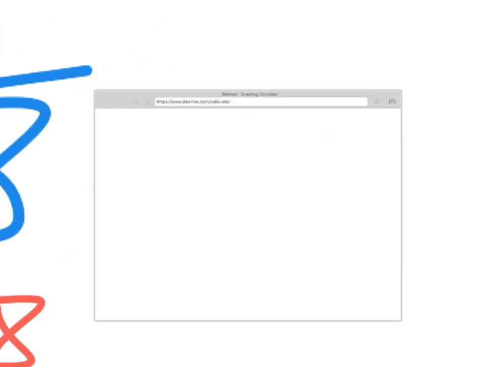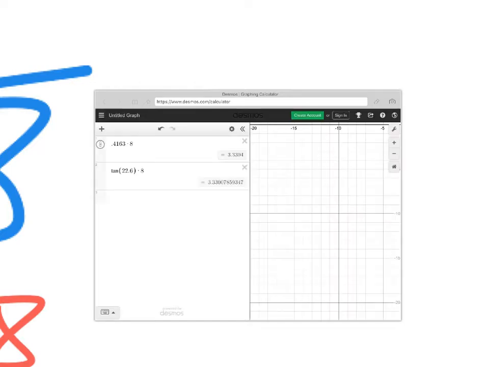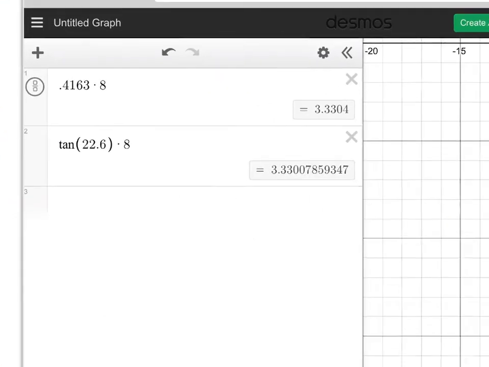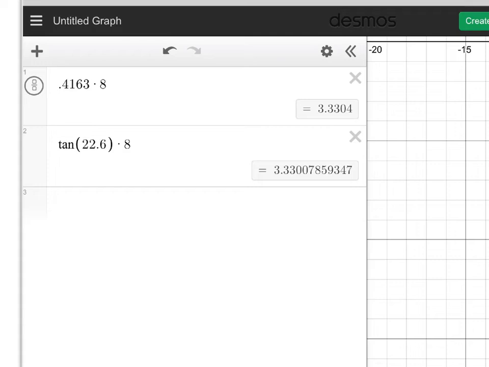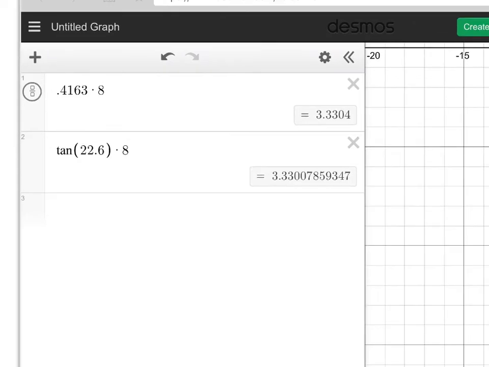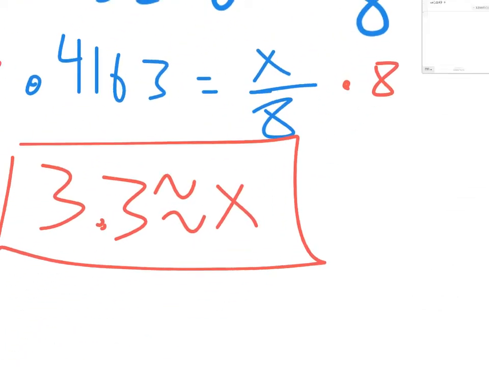Now, if we want a more exact answer here, instead of typing in the rounded 0.4163, we can just leave it as tangent of 22.6 times 8. And notice this is a little more exact there. And so this is more exact what it would be. But for most purposes, like building a house, that's good enough.